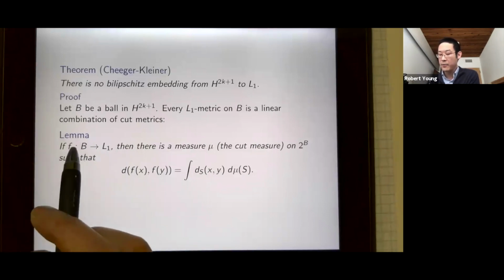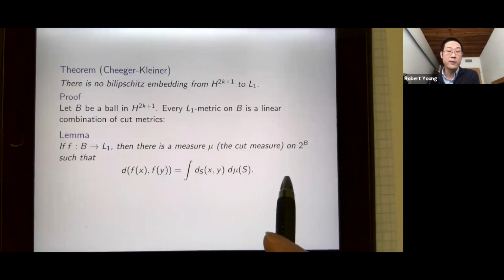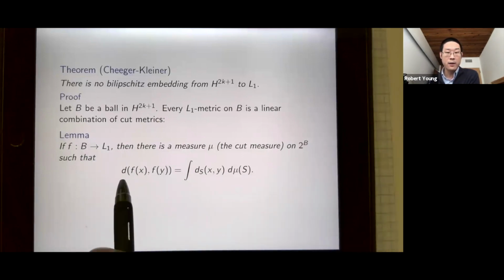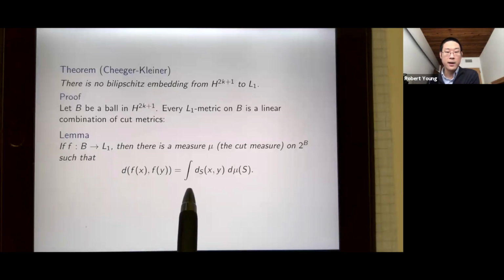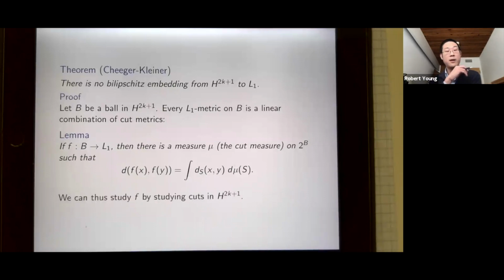If F is a map from the unit ball to L1, then there is a measure on the power set of the unit ball such that the distance between f(x) and f(y) is the integral with respect to mu of the cut metrics d_S. So we can write any L1 metric on B as a combination of cut metrics. Consequently, if we want to think about maps from the Heisenberg group to L1, it's enough to think about cuts in H^(2k+1), the Heisenberg group, in the domain. Furthermore, we don't have to consider arbitrary cuts. We don't have to consider arbitrary subsets.